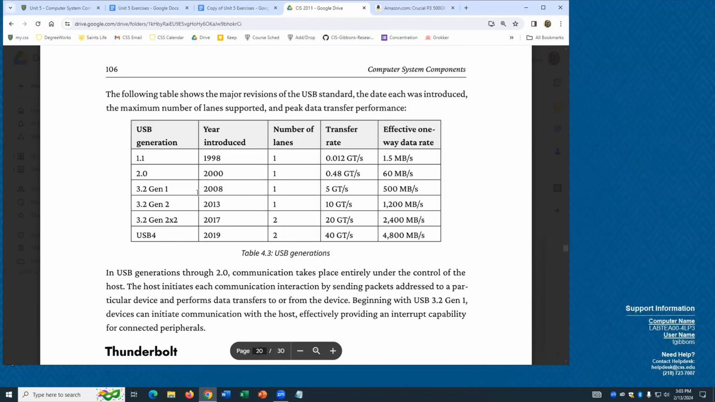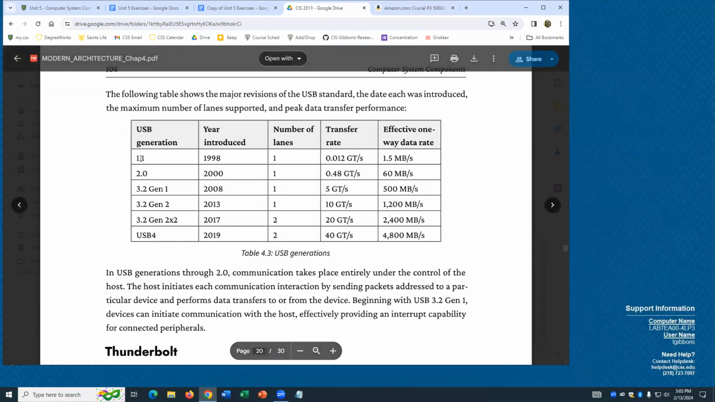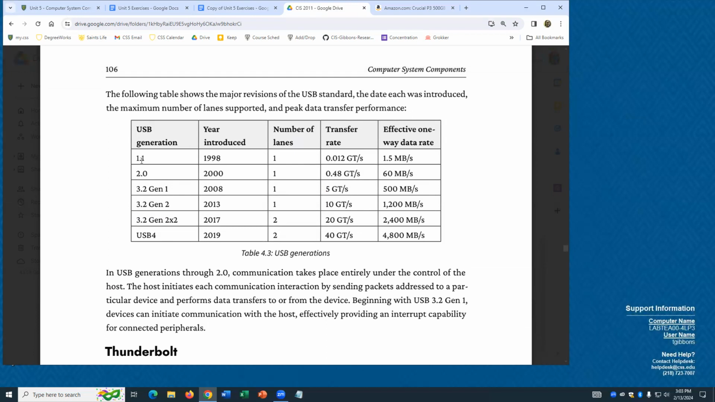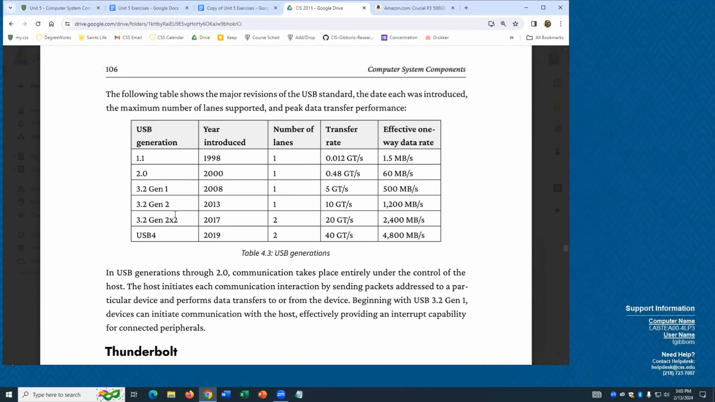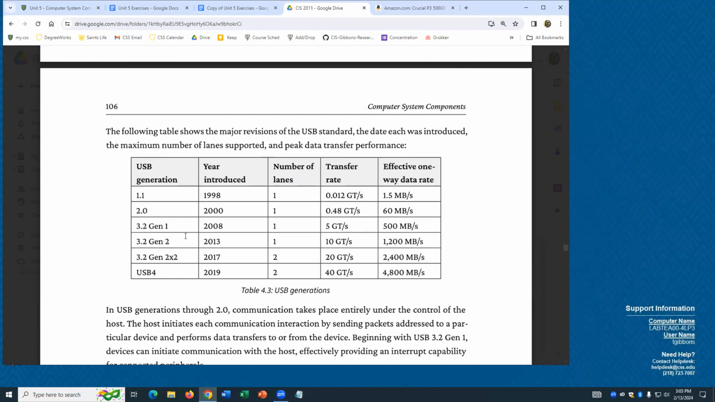We've been working through different generations. We started with USB 1, then we moved on to 1.1, 2, and then 3. We're basically in USB 3, although there are different sub-generations of USB 3 out there.